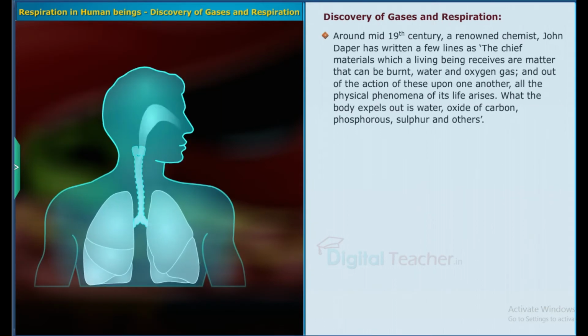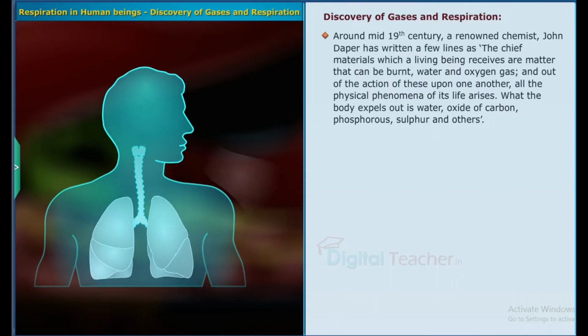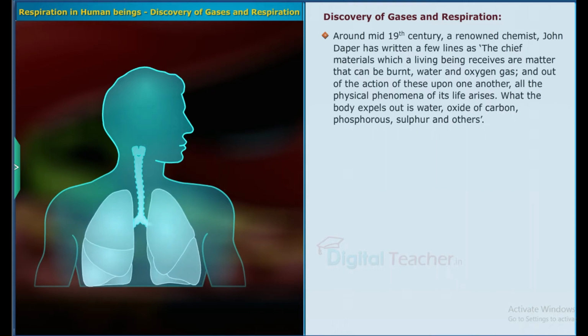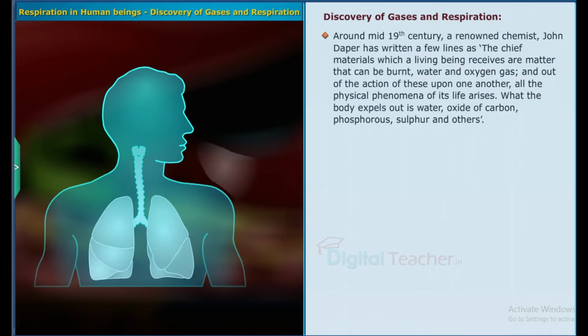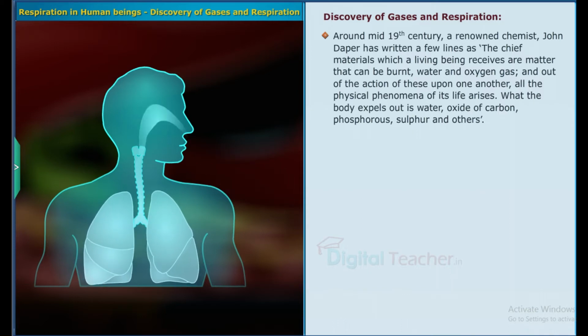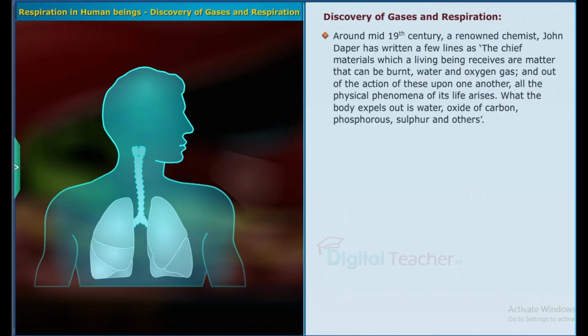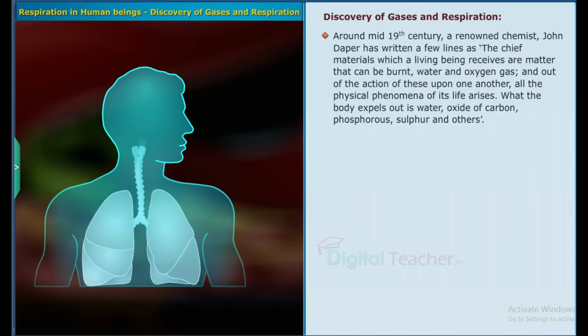Around the mid 19th century, a renowned chemist, John Draper, wrote a few lines: the chief materials which a living being receives are matter that can be burnt, water, and oxygen gas, and out of the action of these upon one another, all the physical phenomena of its life arise. What the body expels is water, oxide of carbon, phosphorus, sulfur, and others.